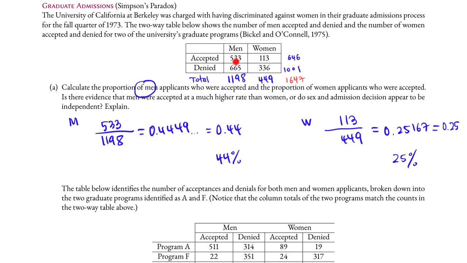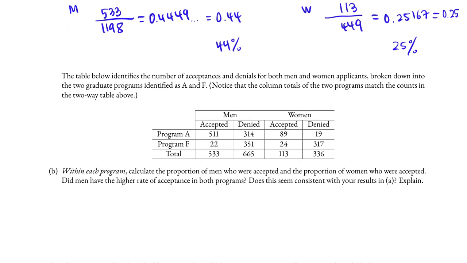These are the same values that we saw up there. There are 533 men who were accepted, and down here, this table gives us the same information. There are 533 men who got accepted. There are 113 women who got accepted, but this is broken down into 2 programs. Within each program, calculate the proportion of men.